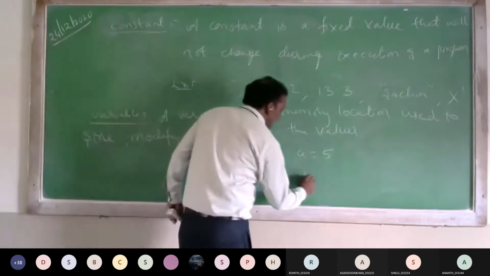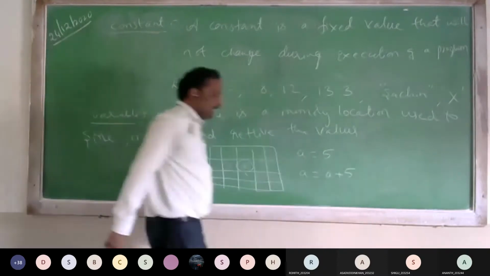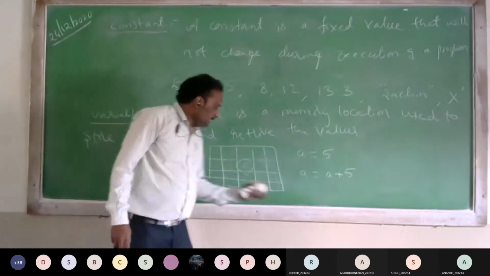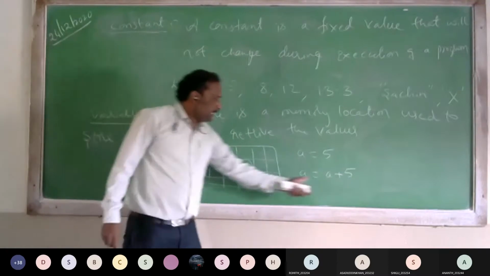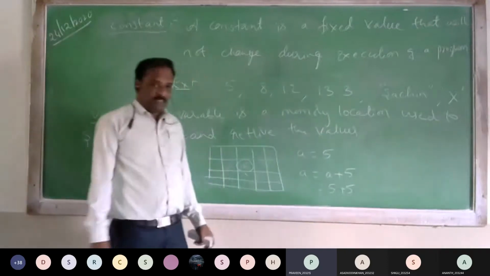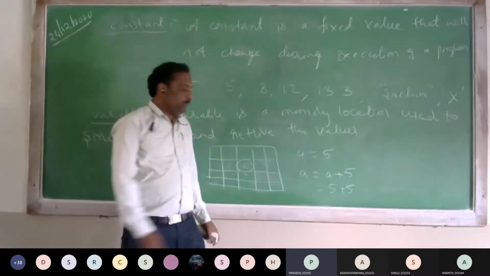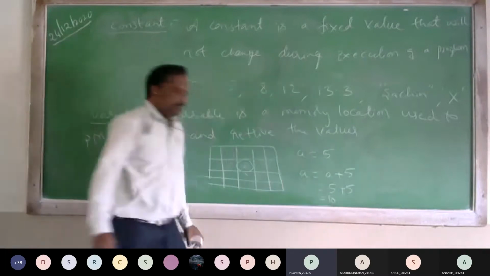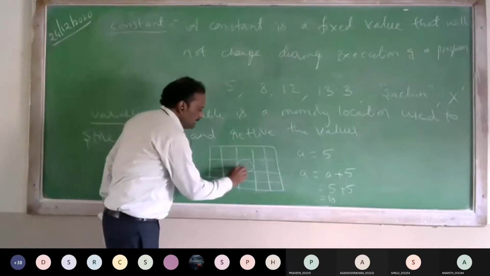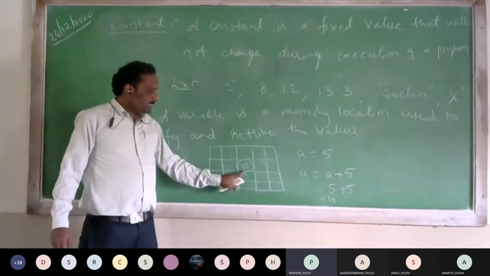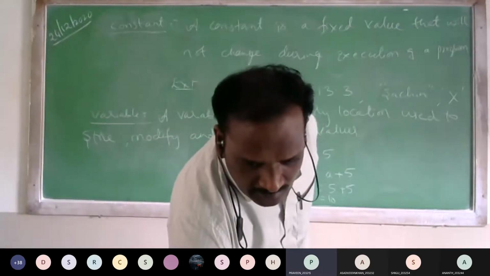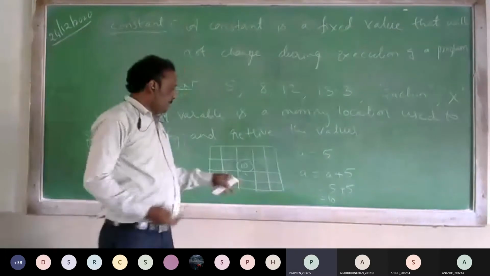Now if I write A is equal to A plus 5, what is A here? The current value of A. The current value of A is 5. So 5 plus 5 is 10. 10 is stored again in A. Now A is changed to 10. So this is called a variable.